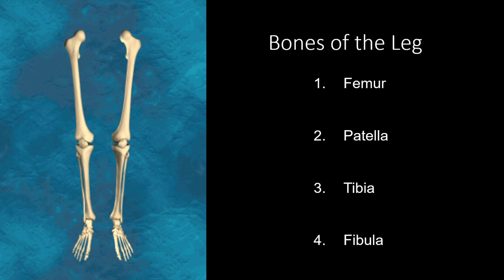So repeat after me. We have the femur, patella, tibia, and fibula. And the tibia comes down the big toe side, and the fibula comes down the outside to the little toe.